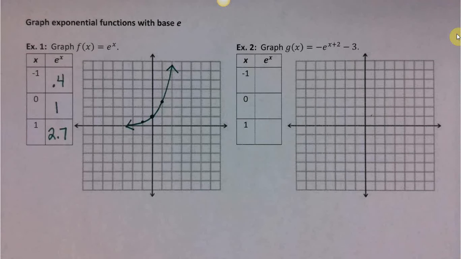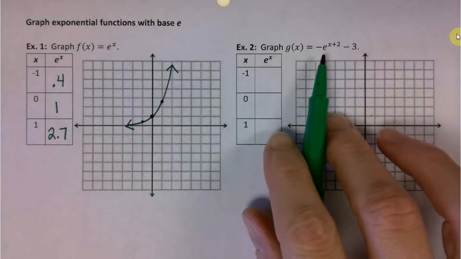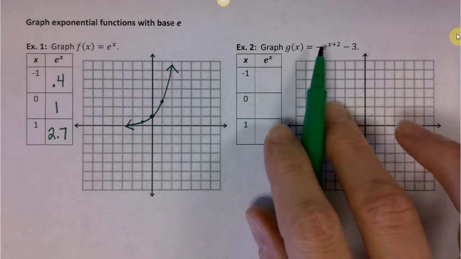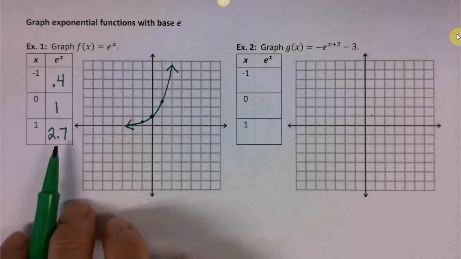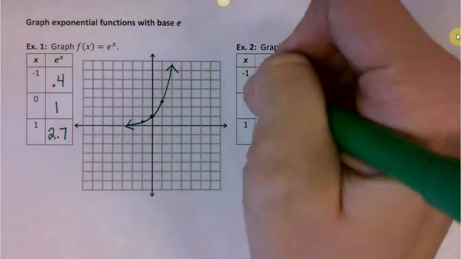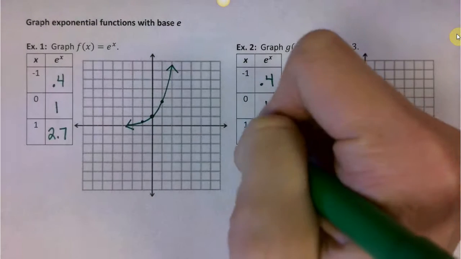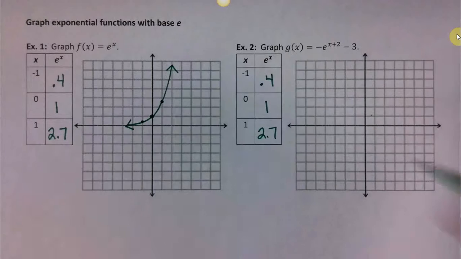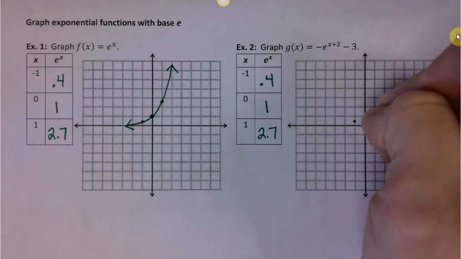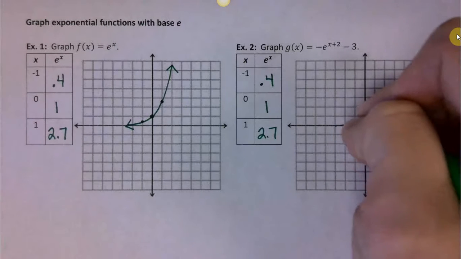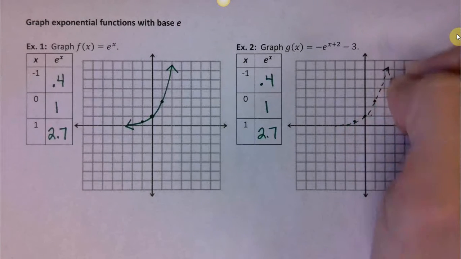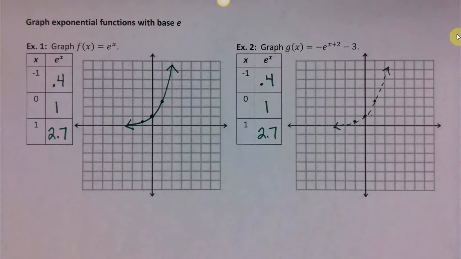So now if we want to graph an exponential function with base e with some transformations to it, we're going to start with this basic set of points. So when x is -1, e to the x is 0.4. When x is 0, e to the x is 1. And when x is 1, e to the x is 2.7. And then we plot those points. And now start going through the different transformations.